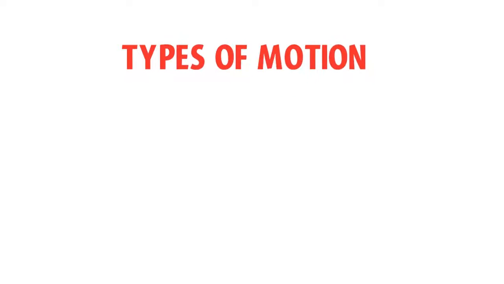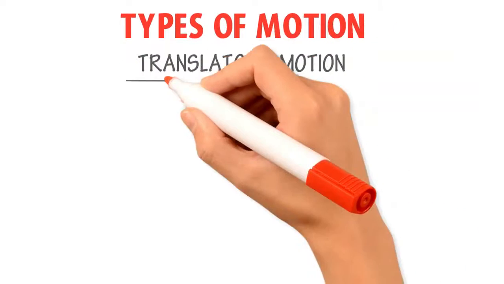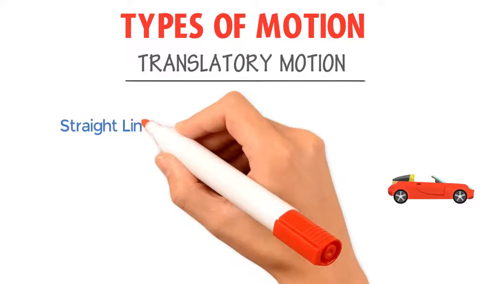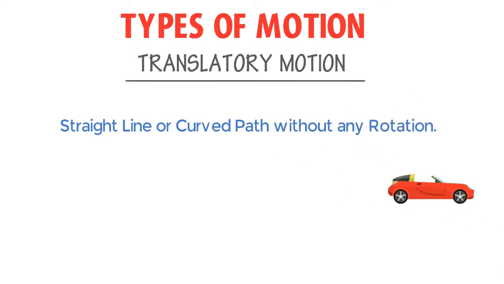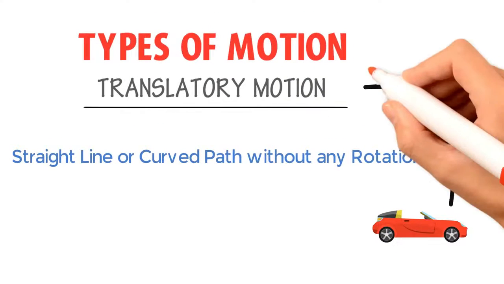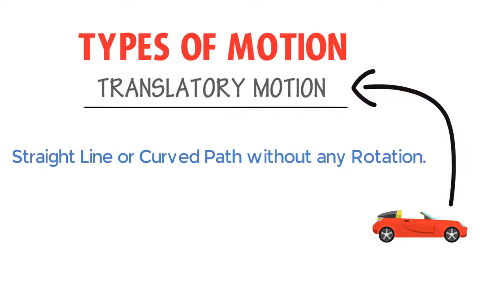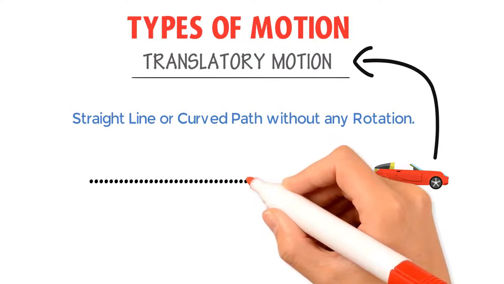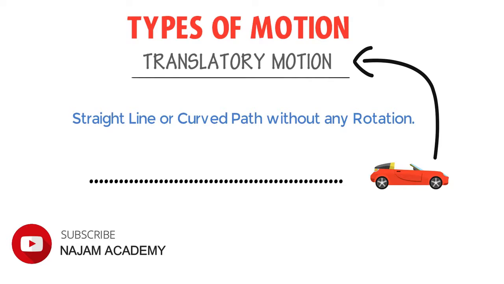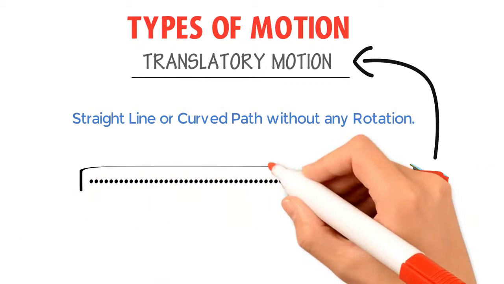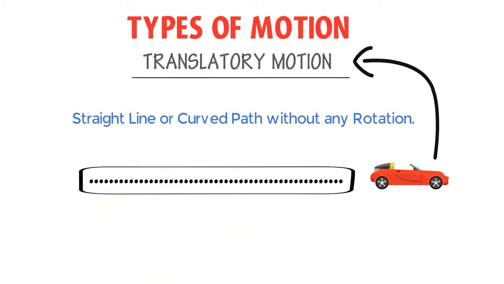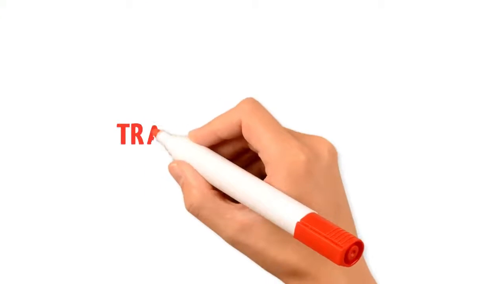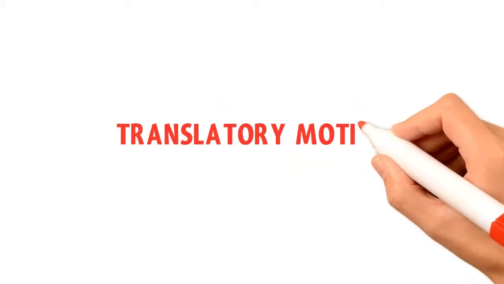First of all, let me teach you the concept of translatory motion. Remember that whenever you see any body moving along a straight line or a curved path without any rotation, we call such type of motion a translatory motion. Translatory motion means that the body translates its every point throughout its motion. Or we can also say that each and every particle of the body moves parallel to each other across its motion. Translatory motion is further divided into three types.